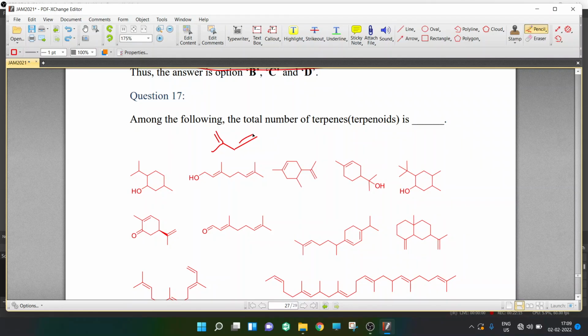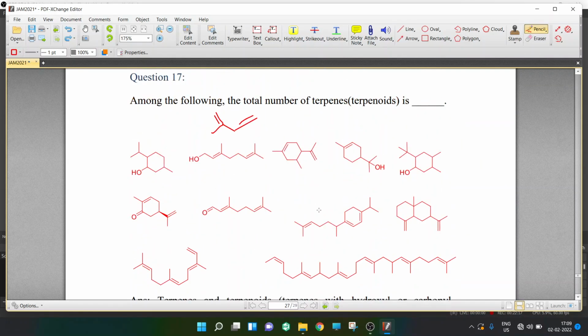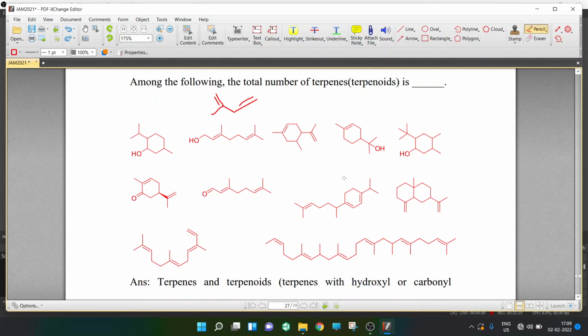Okay. So what you have to see in this question is just count the number of carbons, because in general they will give you all terpene-looking systems, and count if they are coming as a multiple of 5. So let us count how many carbons are there.